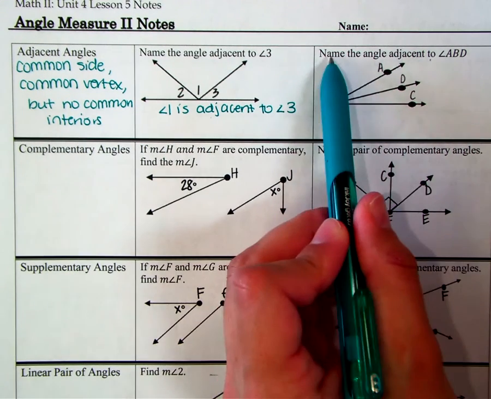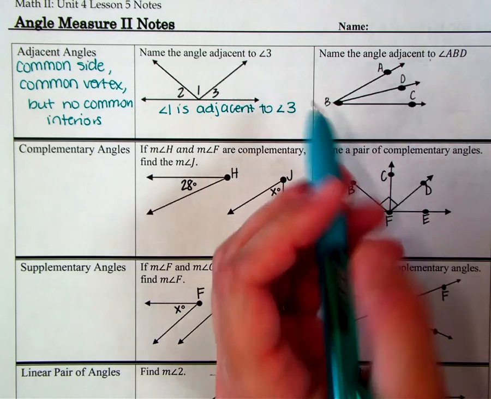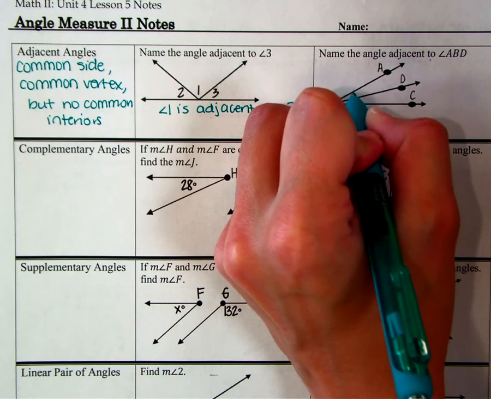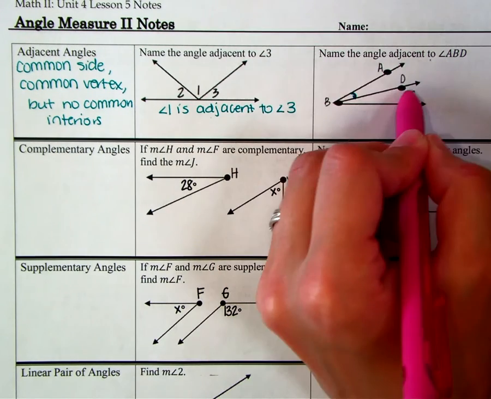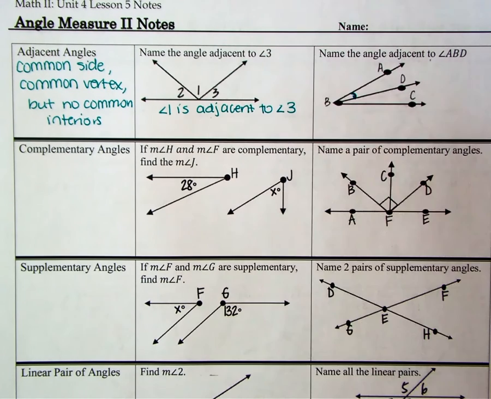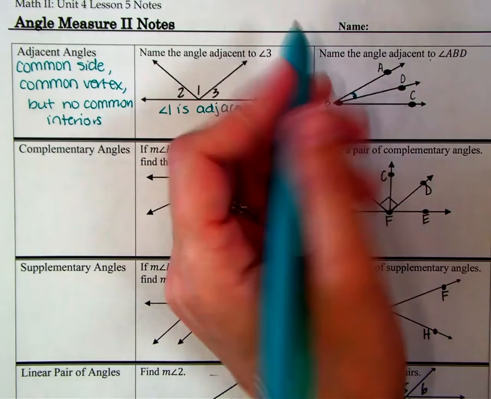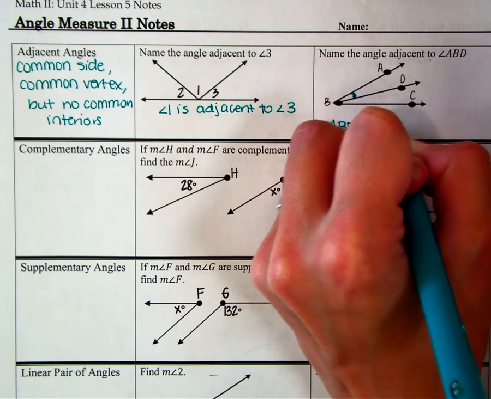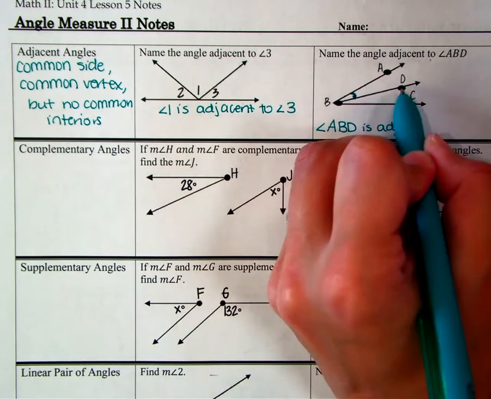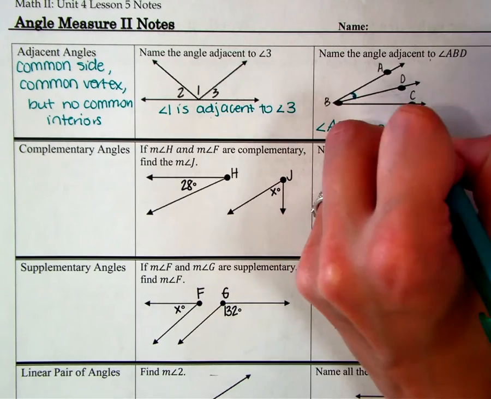In the second example, name the angle adjacent to ABD. So ABD is this angle right here. We know that it would be adjacent to this angle right here, and so we would say angle ABD is adjacent to DBC.